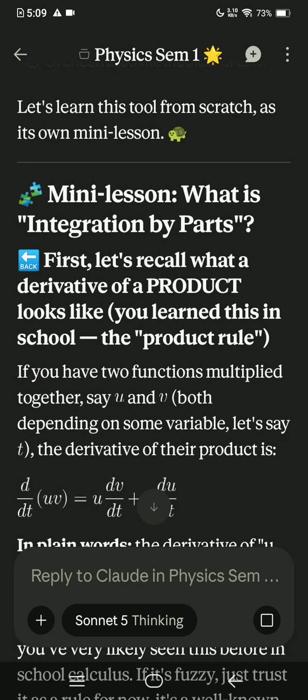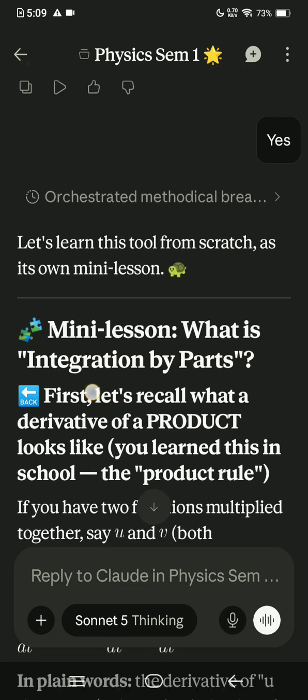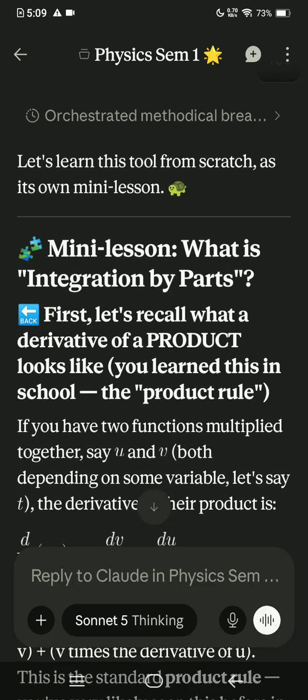Let's learn this tool from scratch as its own mini lesson. Integration by parts. Okay, so mini lesson, what is integration by parts? First, let's recall what a derivative of a product looks like. You learned this in school, the product rule.